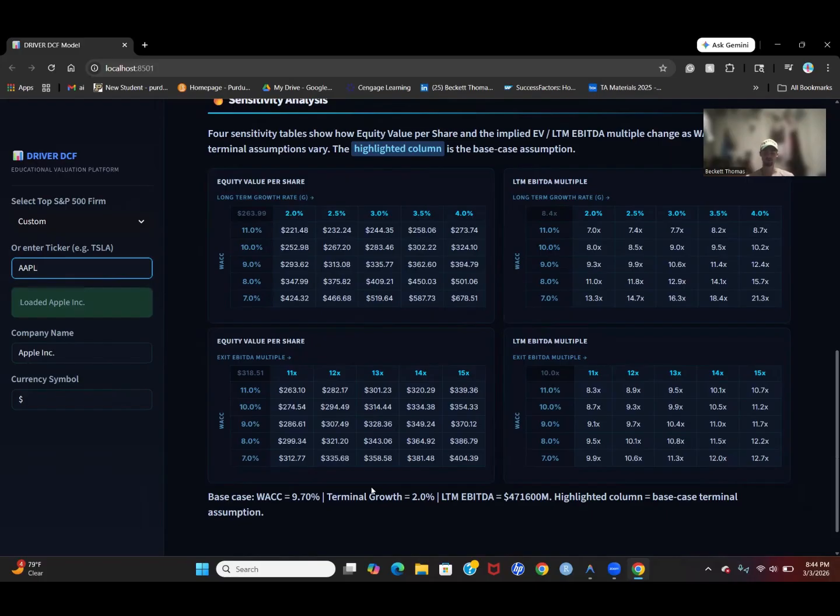What this tells me as an analyst is how sensitive my conclusions are to my assumptions. If Apple's fair value ranges from low to high across reasonable scenarios, that context matters far more than any single number. This is the driver framework in action, not just computing a number, but understanding the range of outcomes and the assumptions that drive them. Now, let's look under the hood.